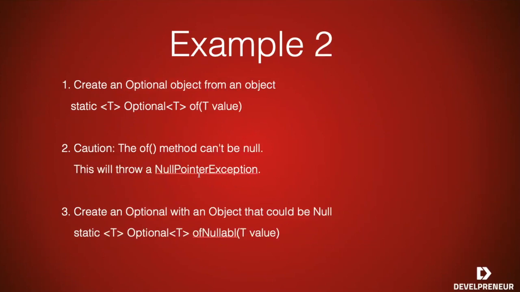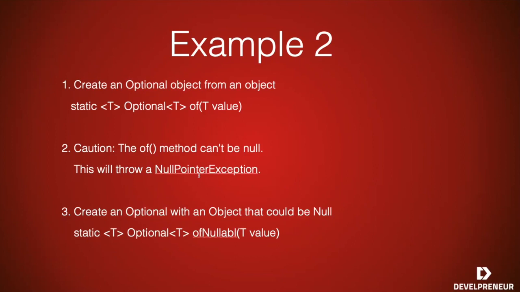In our second example, we're going to go a little bit deeper into the Optional methods. We're going to look at how to create an Optional object from an object, so we can take that string and actually convert it to an Optional. We're also going to look at some of the issues of using the of method, which can't take null. This will throw a null pointer exception. So we'll look at some caveats and things to watch out for with the basics of using some of these simple methods.